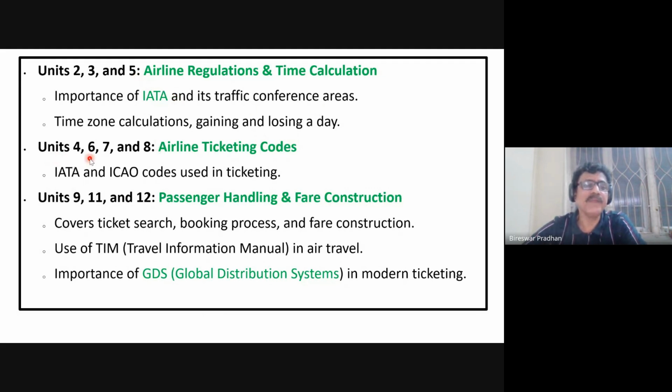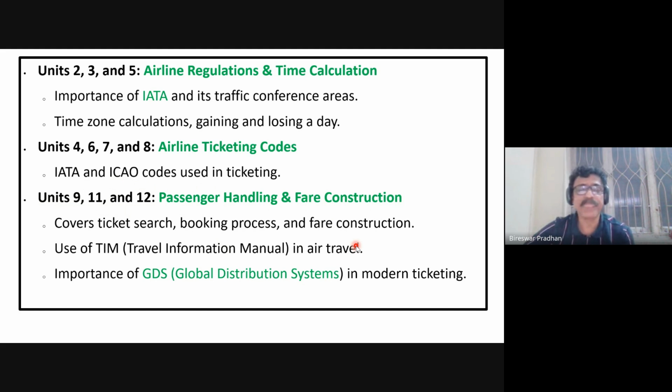Now, units 4, 6, 7 and 8 are airline ticketing codes. What codes are they using, and what are they used for? IATA and ICAO codes are used in ticketing also. Units 9, 11 and 12 cover passenger handling and fare construction: how to do fare construction, the ticket search, booking process and fare construction.